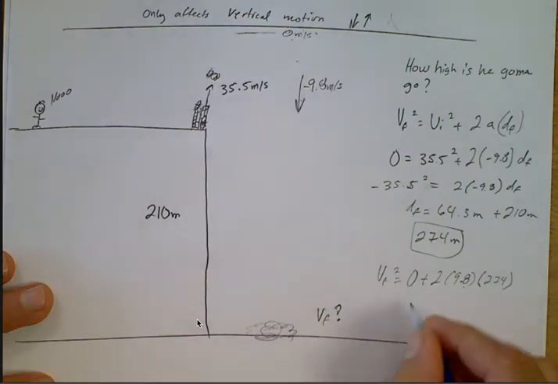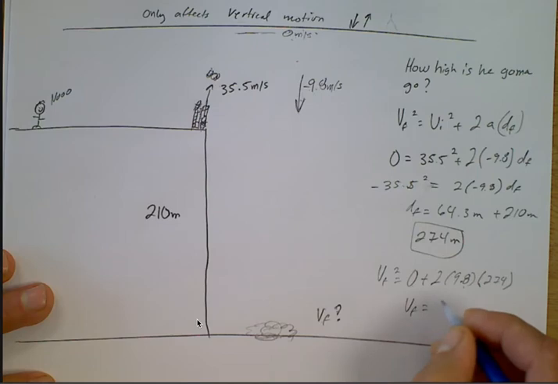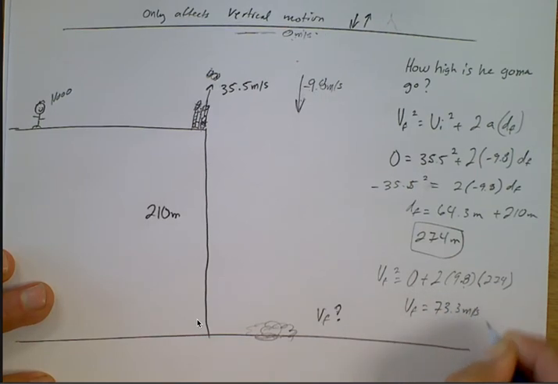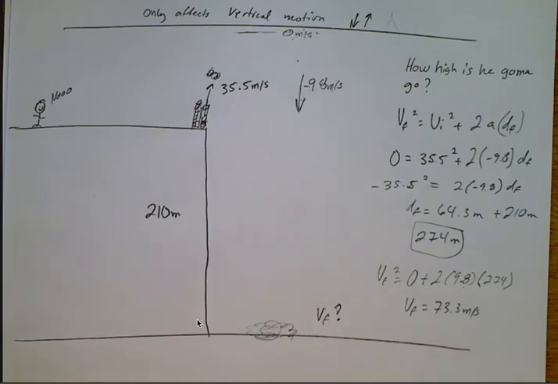Do the algebra you need to on that, and you'll find out your final velocity is going to equal 73.3 meters per second. Wow, he is gonna be cooking. All right, that's pretty darn fast by the time he hits down there. So you're gonna need probably a decent sized bed of cotton candy for that one.